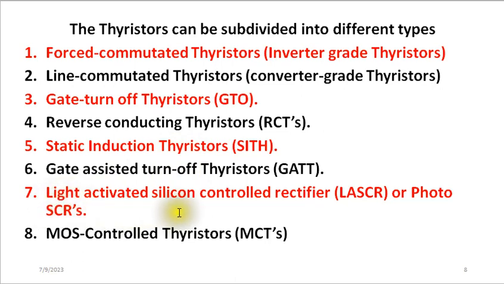We have light activated silicon control rectifier, or we call it photo silicon control rectifier. As the name implies, instead of having a physical gate where we connect electric signal, it has a point where the light energy is directed, and when that light energy is incident on that point, it will be converted to electricity in order to control the operation of the silicon control rectifier. And finally, we have MCT, which is metal oxide controlled thyristor.